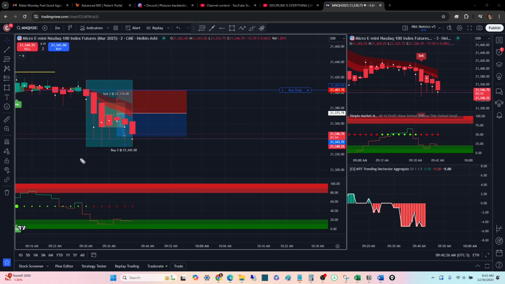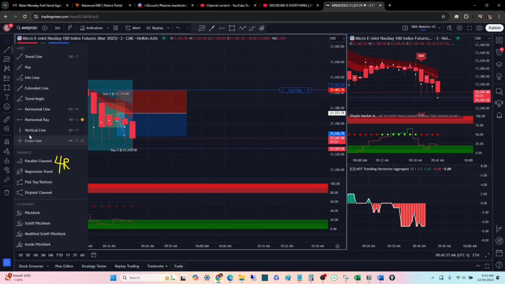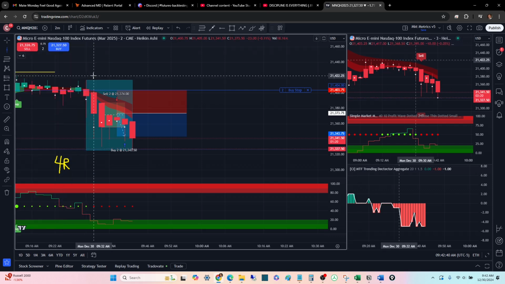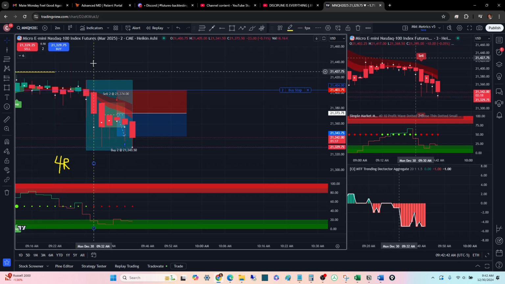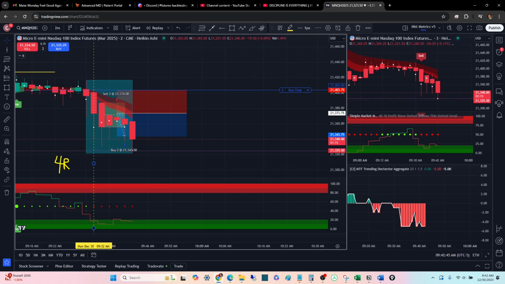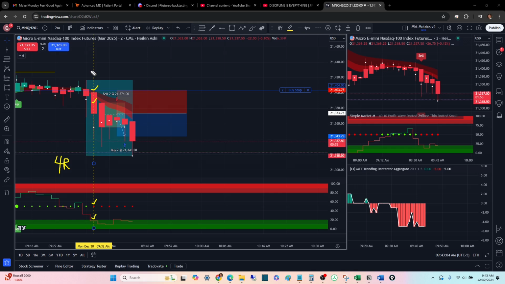Okay, so this was a 4R setup, and I'm going to put a vertical line where the actual trigger candle was, because I keep putting it on the wrong candle. So that candle right there was the trigger candle. It was 4R, or 4 red, because the profit wave was red, the HA candle was red, there was a red dot, and the MFI line, or MFL line, was red. That's the confirmed trigger to go for a sell.